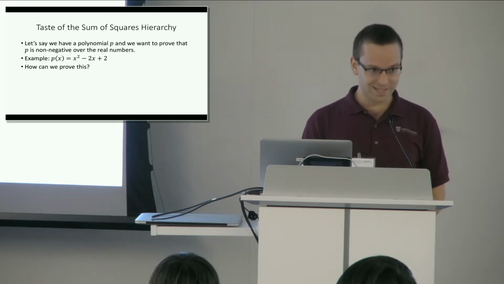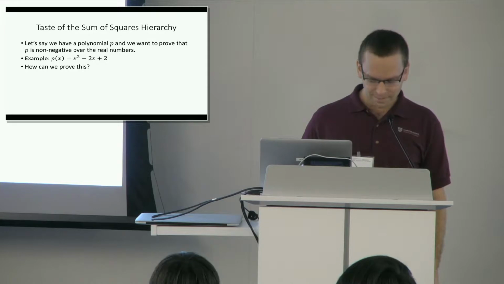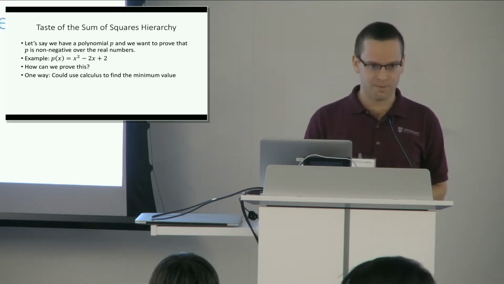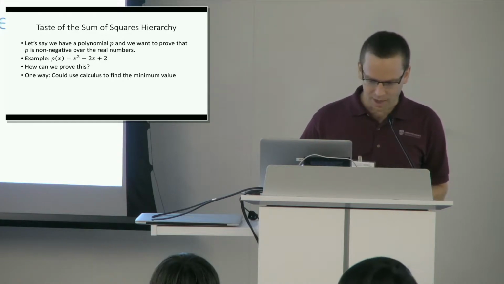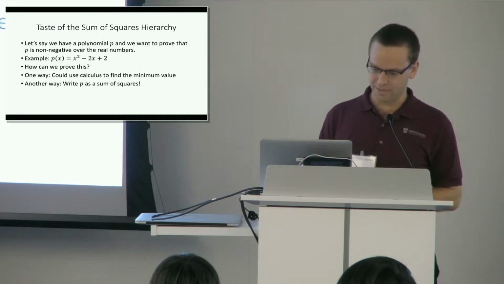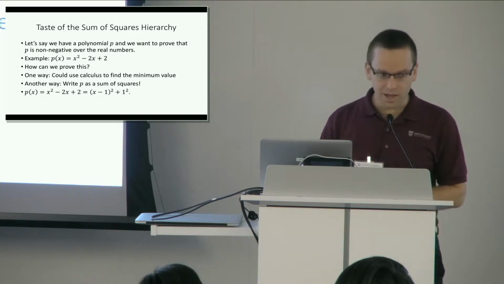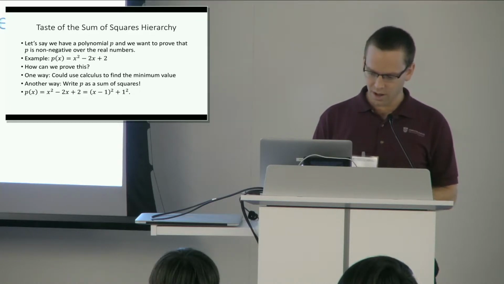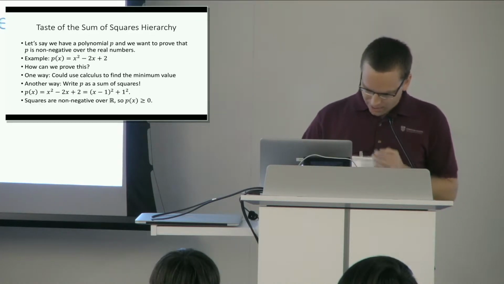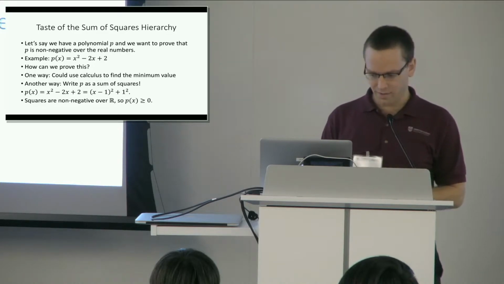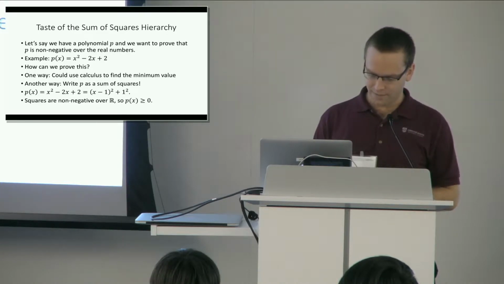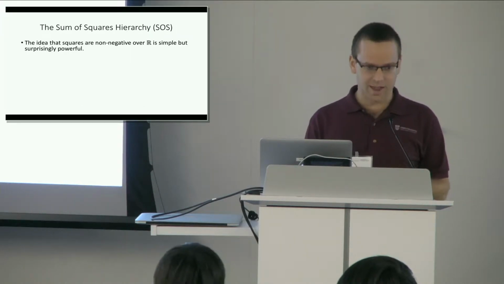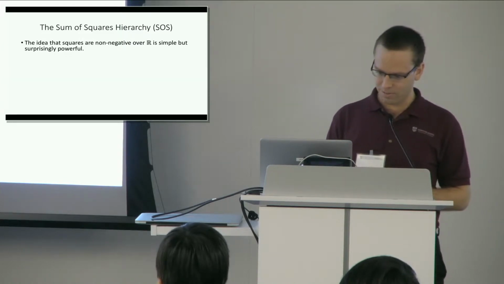So how can we prove this? One thing we can do is use calculus to find the minimum value. But another way is to just write p as a sum of squares. So here, p of x, we can rewrite as (x minus 1) squared plus 1 squared. And since squares are non-negative, if we're looking at the real numbers, p is non-negative. So this idea that squares are non-negative is simple but surprisingly powerful.